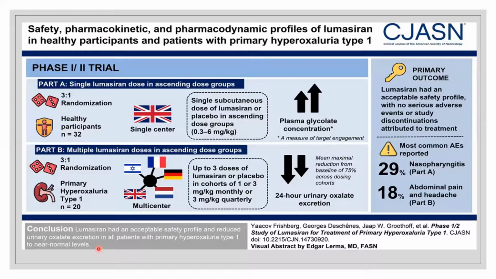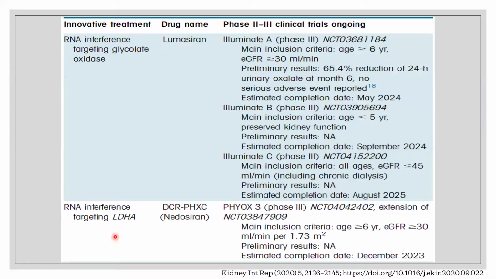This is a visual abstract in CJASN showing the phase 1 and 2 trials of lumasiran, and they have concluded that lumasiran had an acceptable safety profile and reduced urinary oxalate excretion in all patients with primary hyperoxaluria type 1 to near normal levels. Coming to the trials of lumasiran, mainly the Illuminate A, B, and C trials. All 3 trials are ongoing.